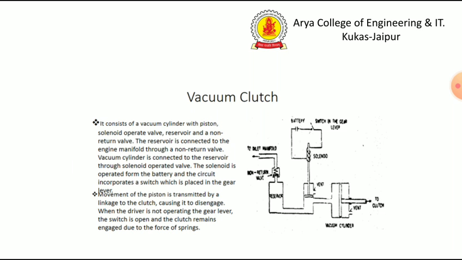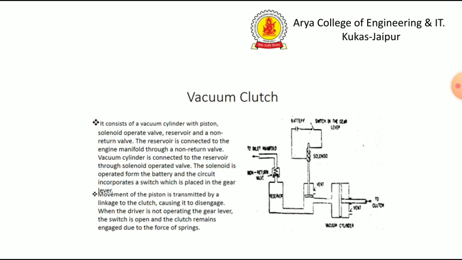Vacuum clutch. It consists of a vacuum cylinder with pistons, solenoid operated valves, reservoirs and non-return valves. The reservoir is connected to the engine manifold through a non-return valve. The vacuum cylinder is connected to the reservoir through solenoid operated valves, and the solenoid is operated from the battery, and the circuit incorporates a switch which is placed in the gear lever.